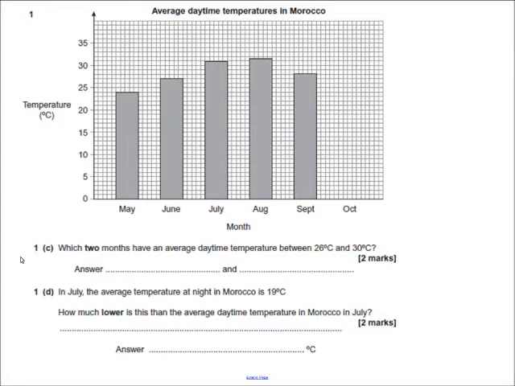Question 1C. Which 2 months have an average daytime temperature between 26 and 30 degrees C? So really you need to go back to your bar, look at 26 and look at 30 and spot which temperatures fall between those two bands. Well, I can see June falls between 26 and 30 and the other month is September. So June and September on your answer line.